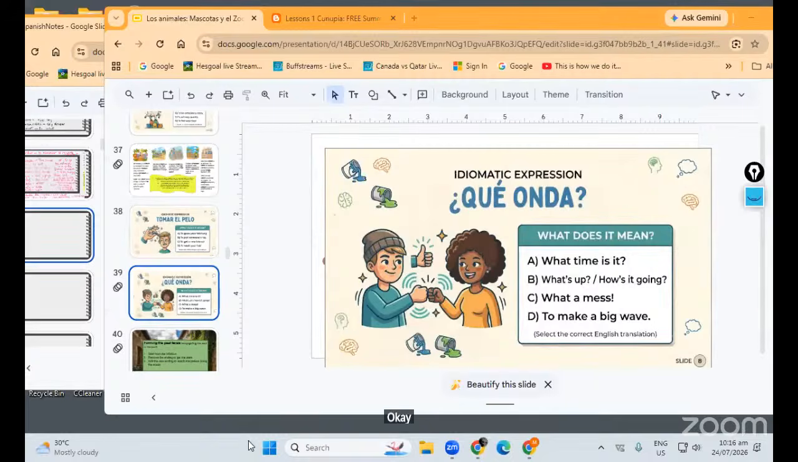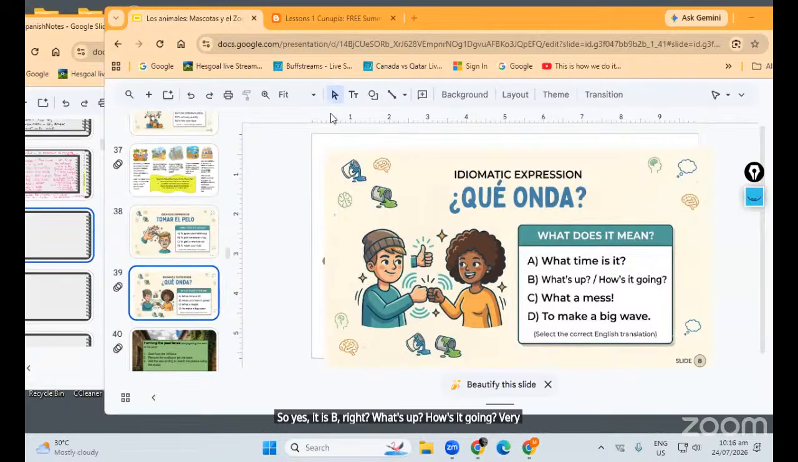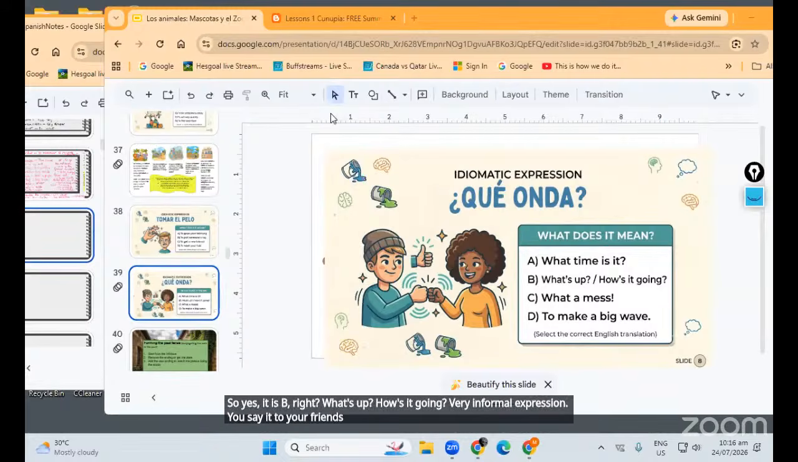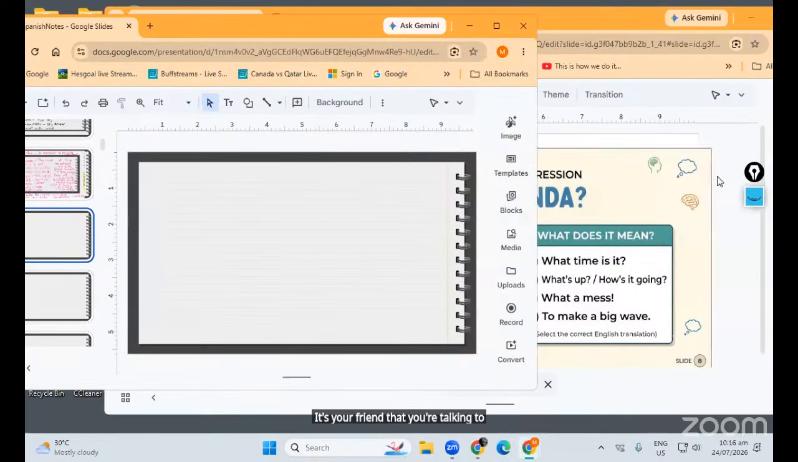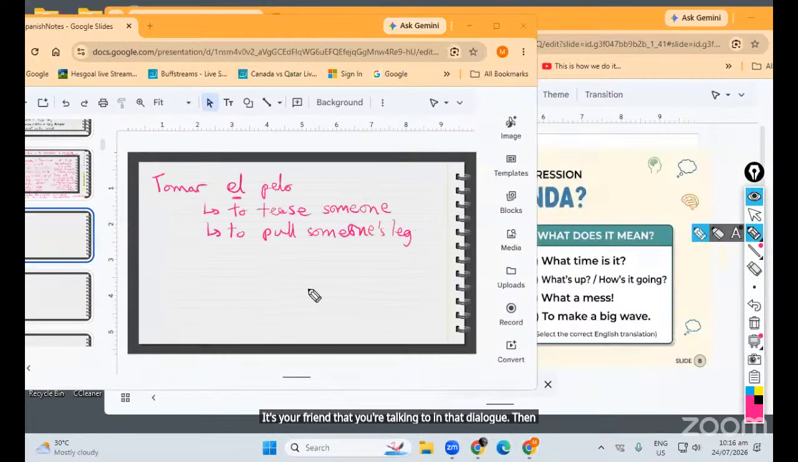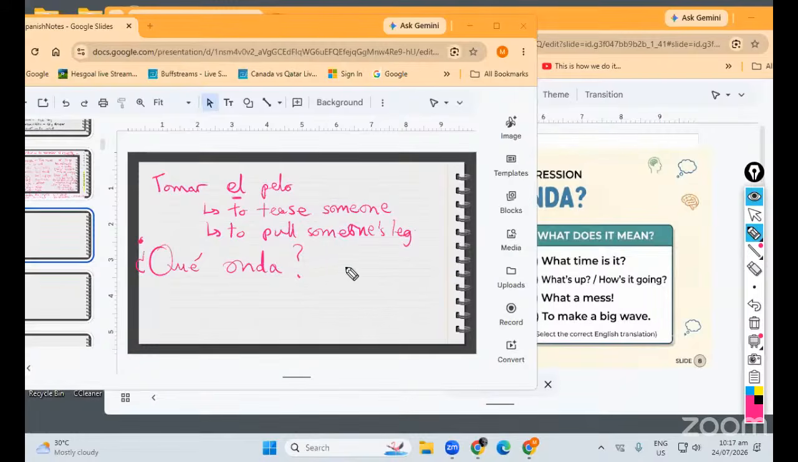Okay. So yes, it is B, right? What's up? How's it going? Very informal expression. You say it to your friends, right? So if you're writing a dialogue, completing a dialogue for CSEC, and it's your friend that you're talking to in that dialogue, then you could greet them with "Que onda?" Or they might greet you with "Que onda?" Right? What's up?